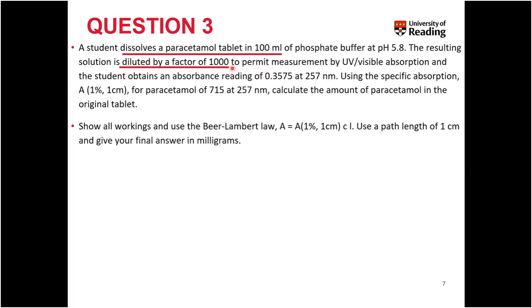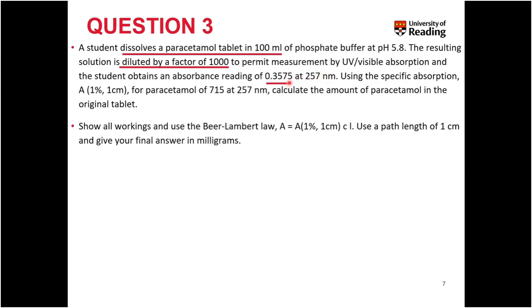That means that any numbers that you get in the rest of the question are likely to be from this dilute solution, not the original concentrated one. And that means that at some point we're going to have to work backwards to the concentrated solution from the dilute solution. You're then told the student obtains an absorbance reading of 0.3575 at 257 nanometers.